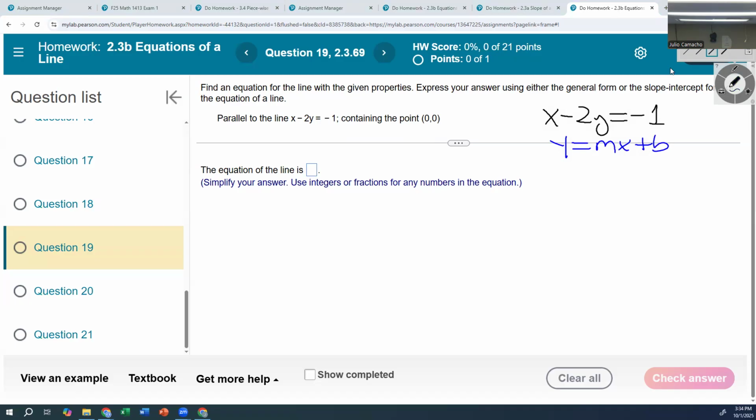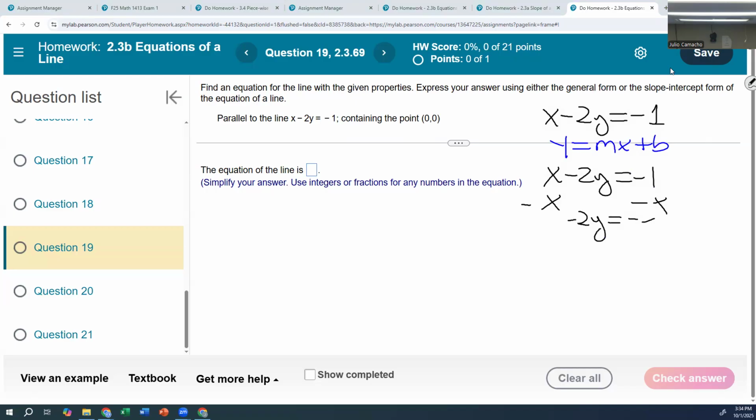So to do that, I will put my equation again. I will subtract x from both sides. So I have now that negative 2y is equal to negative x minus 1. And then I will divide everything by negative 2. And when I do that, I have that y is equal to, remember that we have a leading coefficient 1 in front of this x.